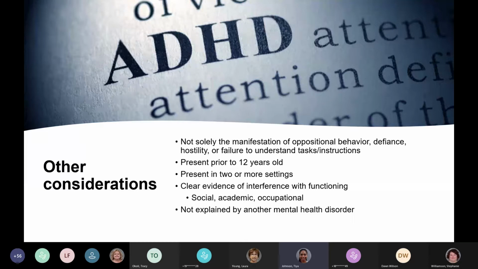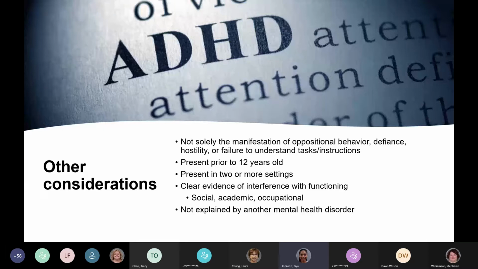Several of the inattention, hyperactive, impulsive symptoms should be present prior to 12 years old. Now, it's not to say that they have to have a diagnosis prior to 12 years old, but when you are doing an evaluation, you should be able to ascertain that these symptoms were present in the patient prior to them being 12 years old, at least some of the symptoms.